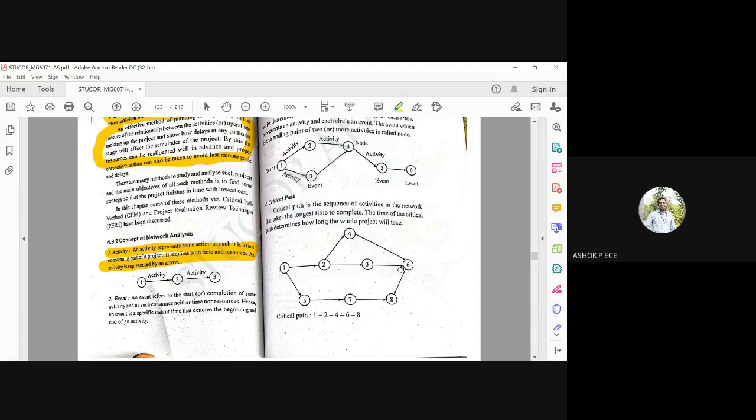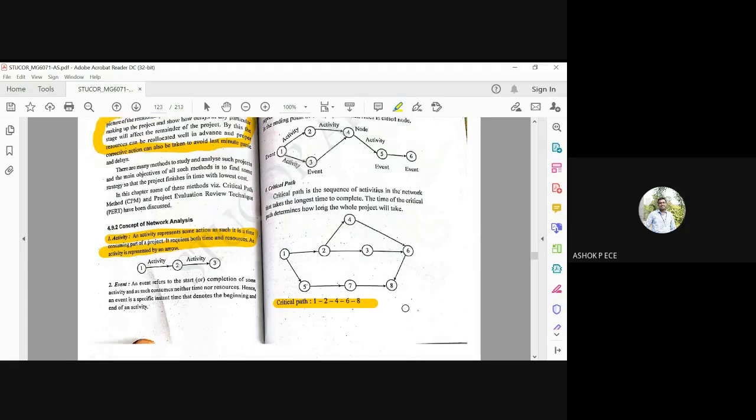For example, you see here, when you have so many paths, the critical path is going to be 1, 2, 4, 6, 8. Assume that this path is going to take a longer time for completion. Even 1, 2, 3, 6, 8 can be a critical path. That can also be a critical path. But here, for example, they have taken 1, 2, 4, 6, 8 as the critical path.